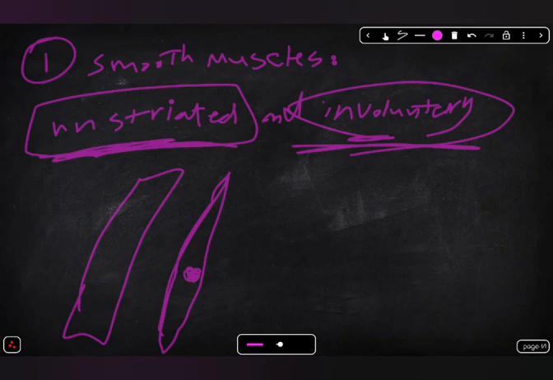Site, I can find it in the walls of the digestive system or the digestive canal, the pharynx, esophagus, stomach and intestine. I can find in it smooth muscles, and the urinary bladder, I can found the smooth muscles and the blood vessels. Okay.